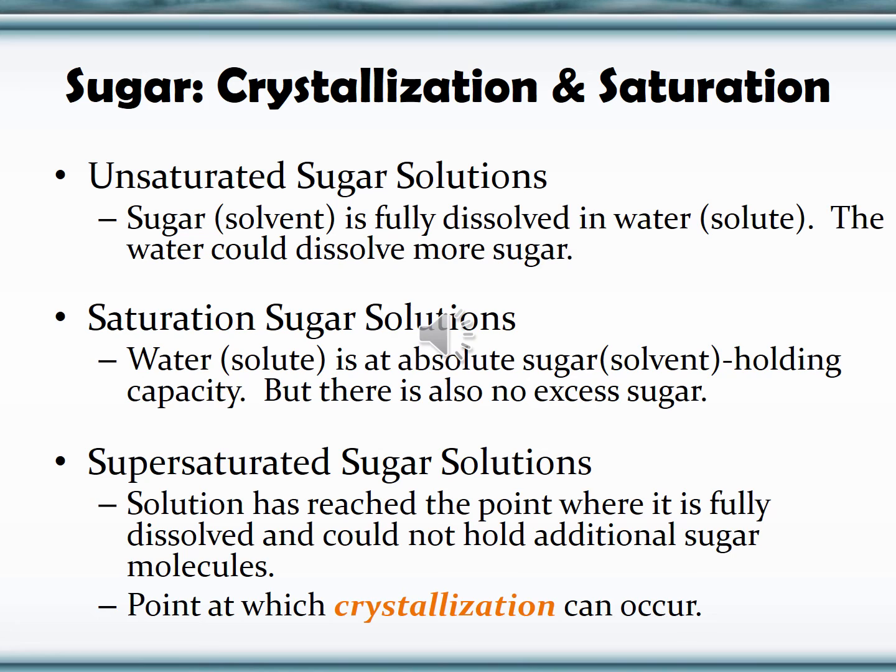A supersaturated solution occurs when we have completely mixed the solute and the solvent into a perfect saturated solution. And then we add just a little bit more of the solvent. So when we mix this all together, the water cannot absorb all of the sugar. So there will be small sugar particles floating around the water.